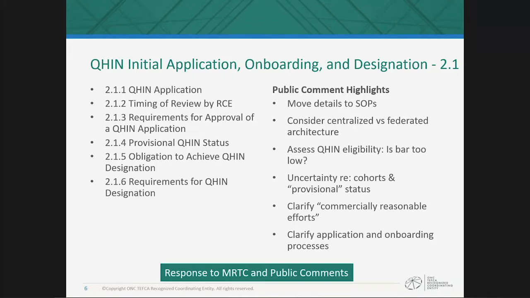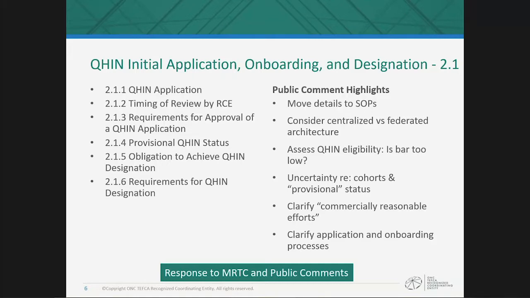So, would there be concerns about moving the onboarding requirements to standard operating procedures to provide more flexibility versus having them baked into the common agreement? That's our question to you. While you're moving to the mic, there were also some comments about the provisional QHIN and what that means, and what the criteria and the cohorting process are. Some folks had concerns about whether that is like a purgatory, or what exactly that is.